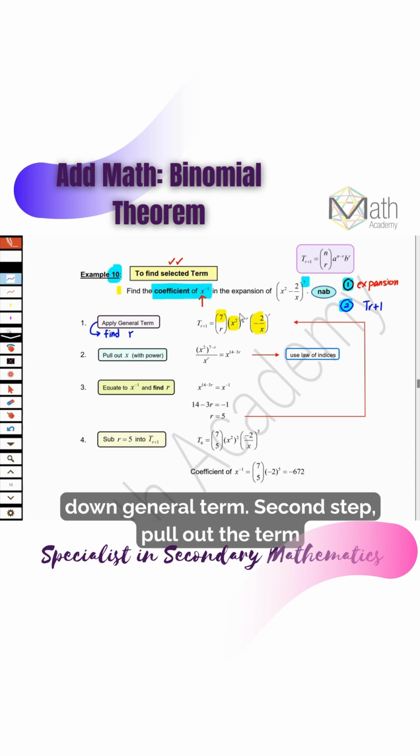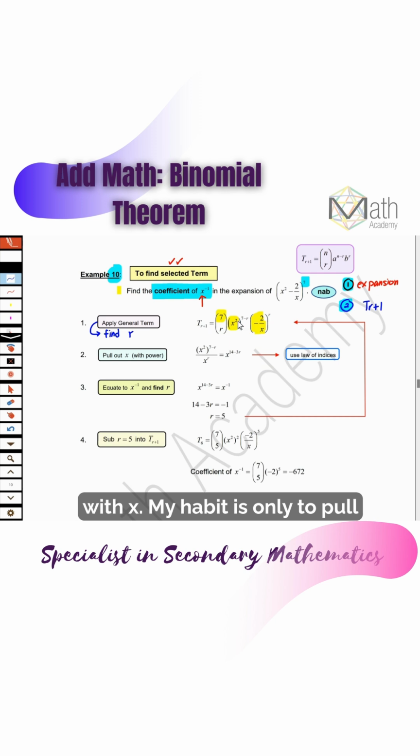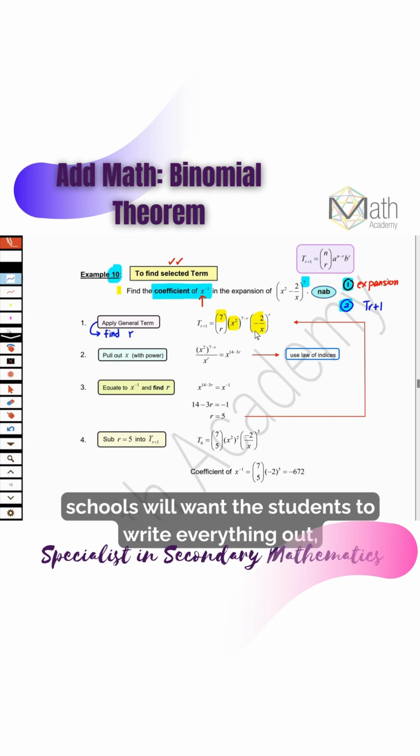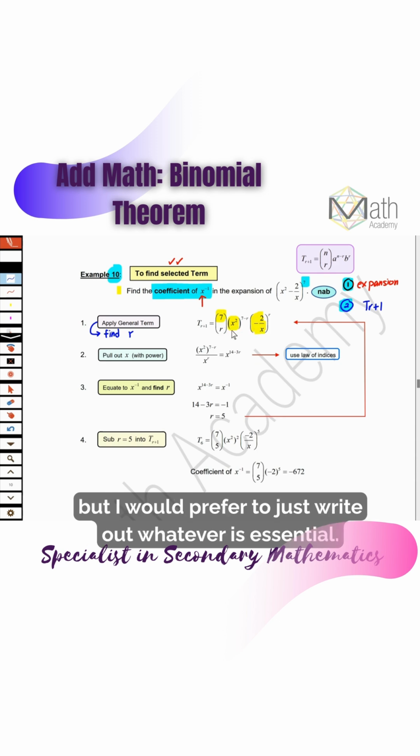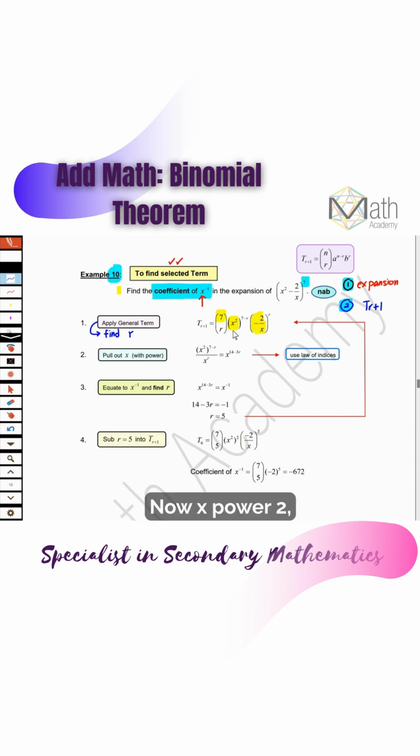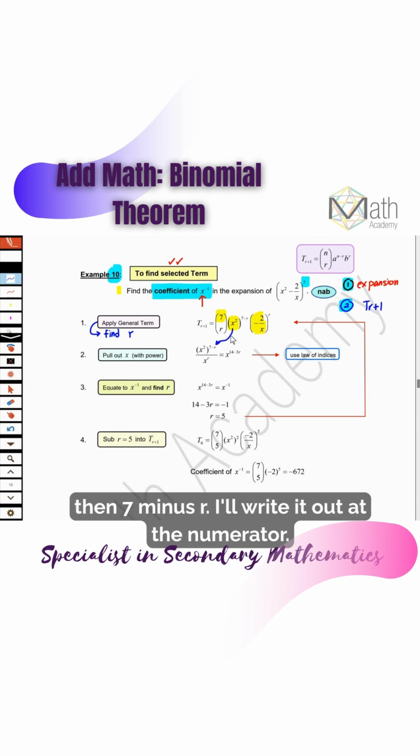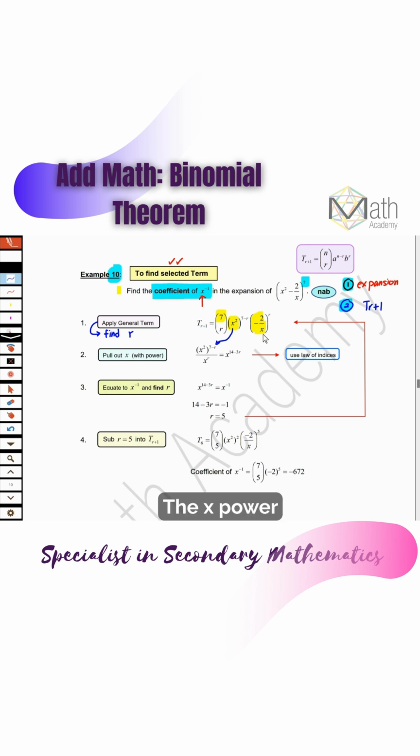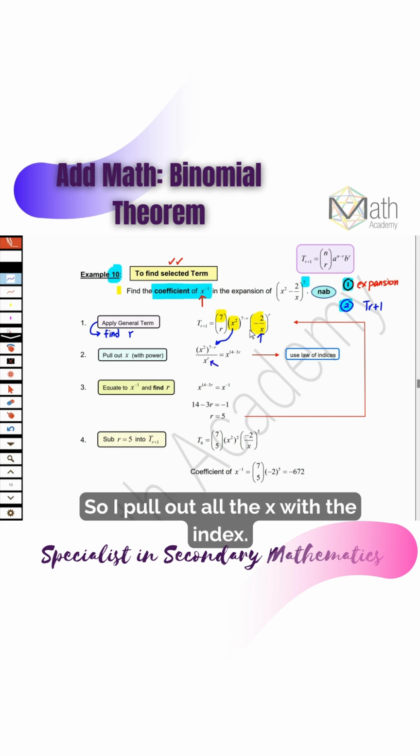Second step, pull out the term with x. My habit is only to pull out the required items. Some schools will want the students to write everything out, but I prefer to just write out whatever is essential. Now x power 2, then 7 minus r, I write it out at the numerator. The x power r, I write at the denominator.